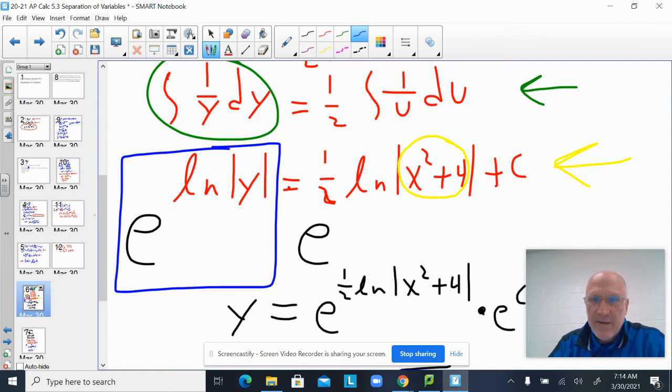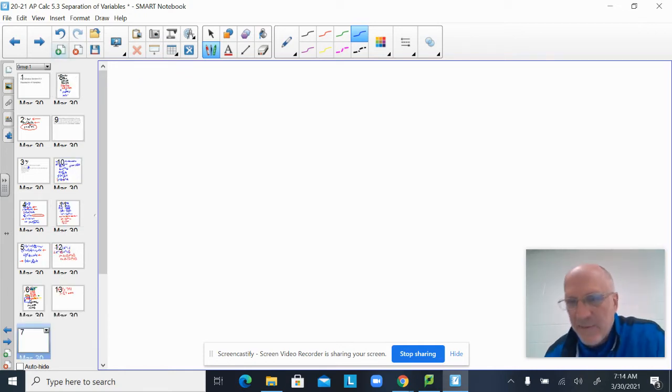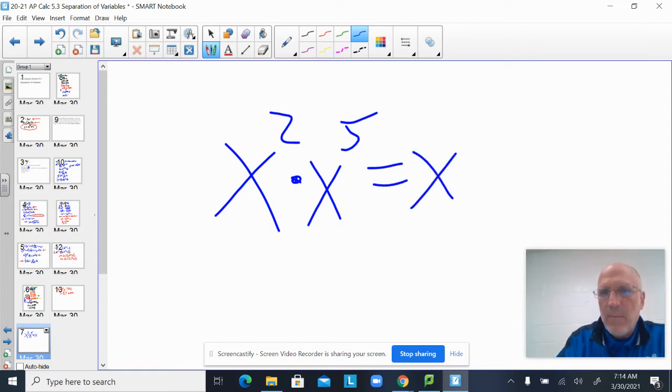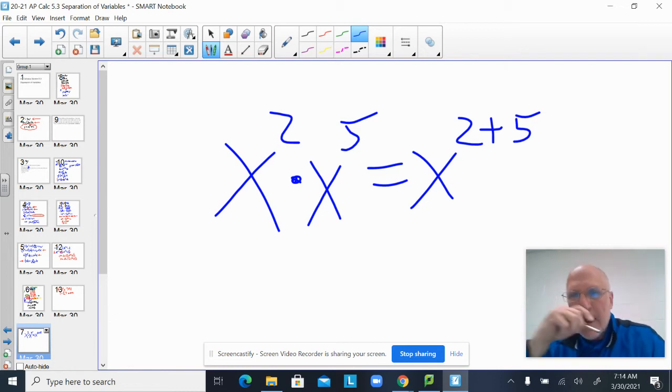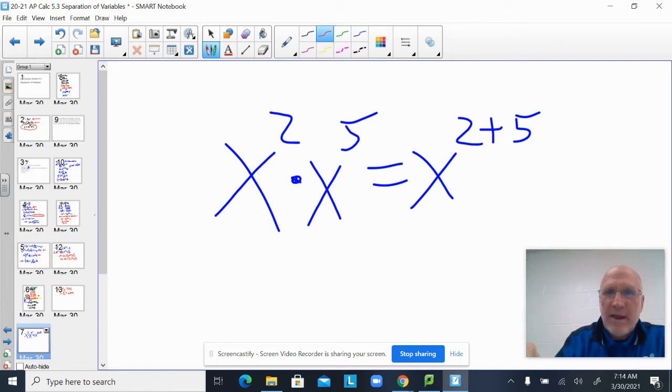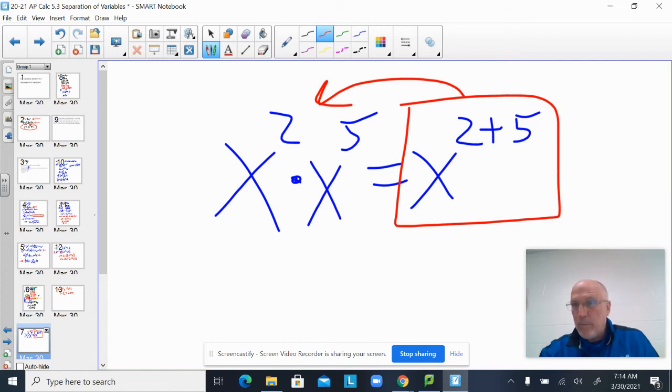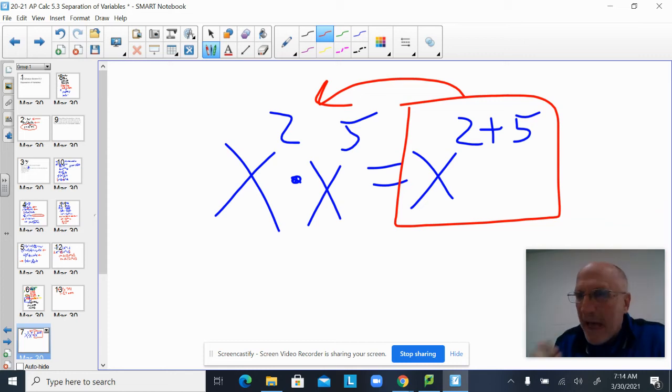Let's look at this right side. So I need to remind you of something. Remember this rule of exponents. I'll come back to that slide in a minute. If I have x to the second times x to the fifth, I know you know that's x to the seventh. But I'm going to write it like this. Really, I'm adding exponents. And of course, I would write that as x to the seventh, but I am adding exponents. And in particular, I want you to recognize that if I have x to the 2 plus 5, I can write it as x squared times x to the fifth. I'm going to use that property in that direction back here.